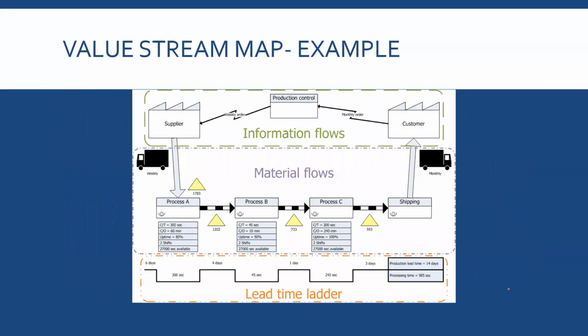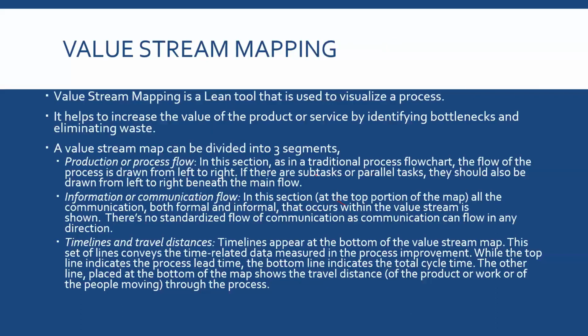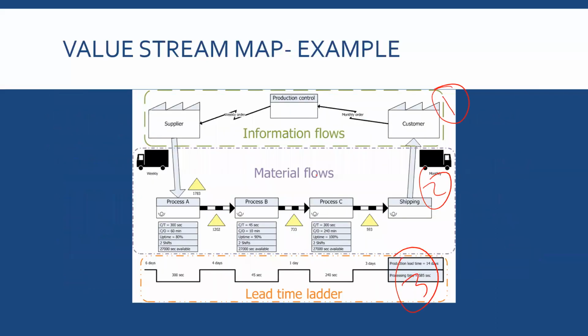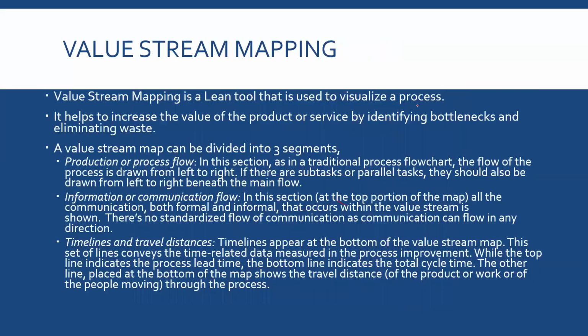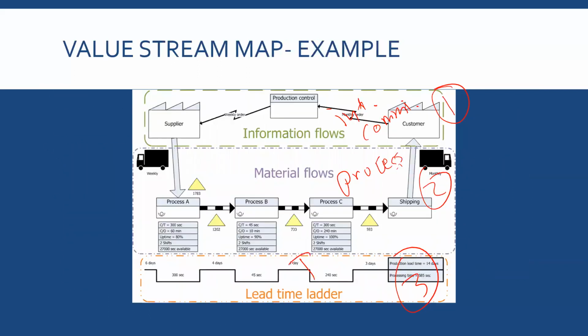Okay, let's take a look here. As I said, there are 3 segments in the value stream map: the first, the second, and the third. Okay, so this is the flow of material, this is what we call the production or process. This is the process. Now this up here, this is the communication, info or communication. On the third, this is what we call the timeline. This is the timeline.